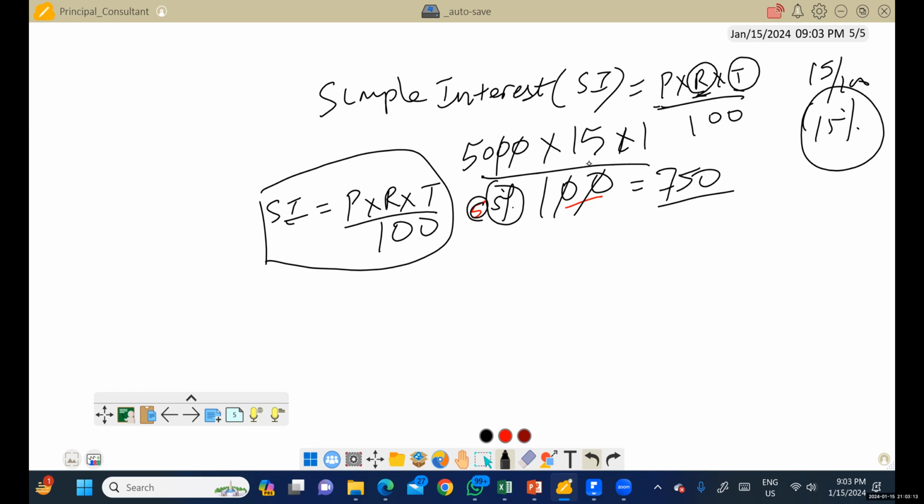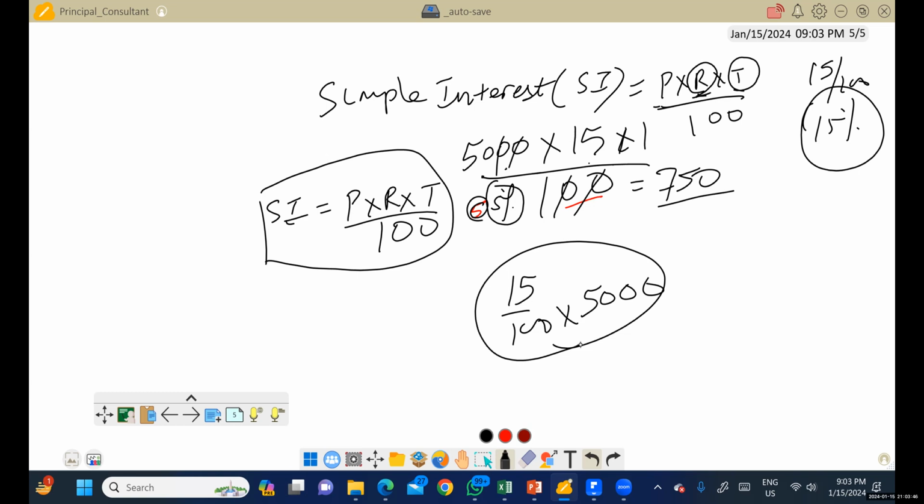Actually, we are not doing anything complicated with P into R into T. If you see, it is very simple. We are just finding a simple percentage of the principal amount, 15% of 5,000. But if you put the formula, you say, my God, P into R into T. It's the same thing: 5,000 into 15 by 100, and the time 1 remains 1. This is what we have done. We have found a simple percentage.